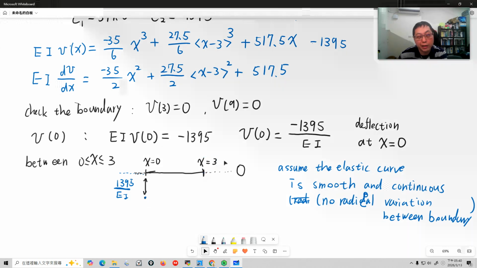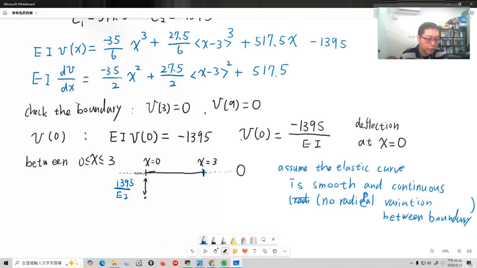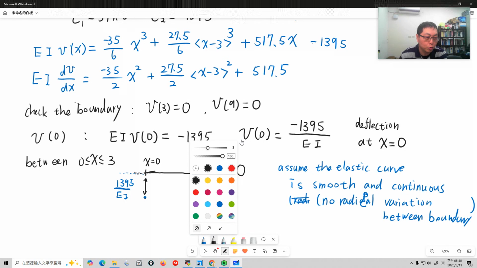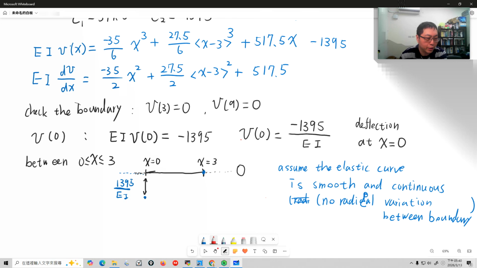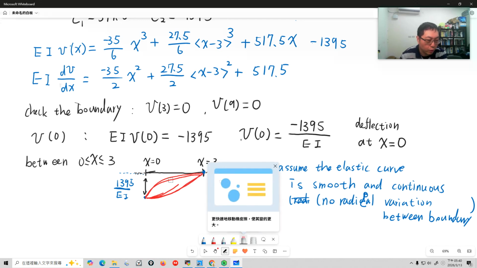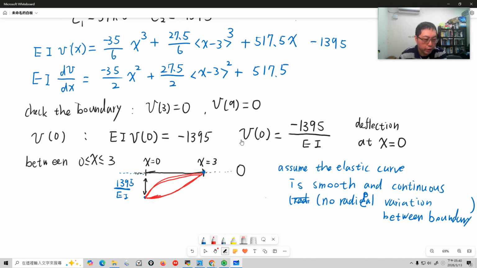So if the displacement at x equal to 0 is here and at x equal to 3 is 0, what would the elastic curve be? We have two boundaries here. Because we assume it's smooth and continuous, the elastic curve between 0 and 3 may be like this, or like this, with slow growth or increasing growth, maybe.